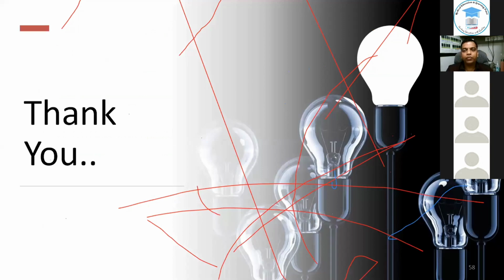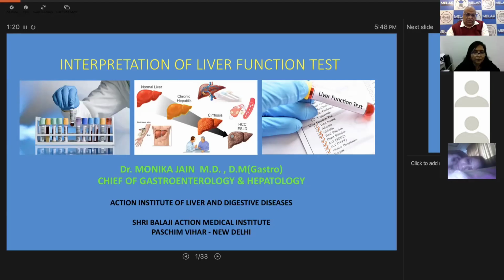So that was about my presentation. Today we are going to talk on a very commonly ordered investigation in gastroenterology as well as in general medicine, that is liver function test. Liver function test is not a single test. This is a battery of biochemical tests which are conducted on the patient to reach a particular diagnosis in that particular patient.